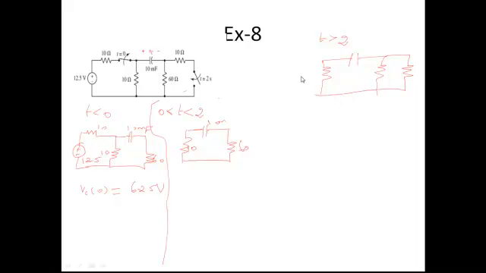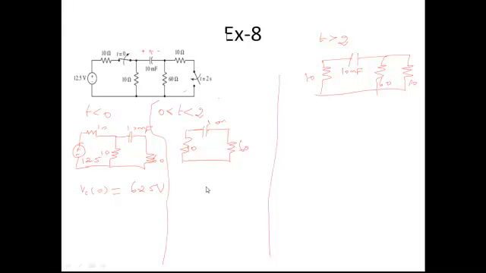Now how are you going to approach this problem? So initially, what you need to do is, okay, now we completed this. For t lesser than 0 we have drawn the circuit. For t between 0 to 2 we have drawn the circuit. For t greater than 2 we have drawn the circuit. Now, Vc of 0, that is at time t equal to 0, is the initial condition for this particular circuit.